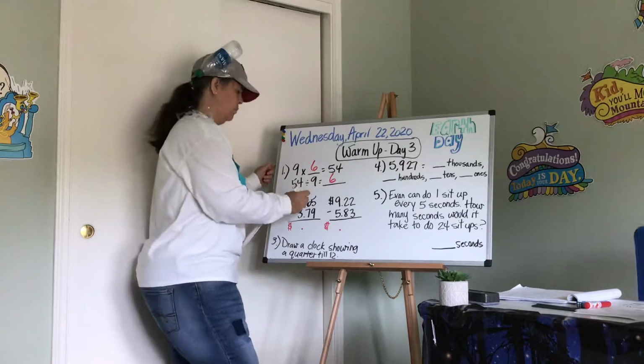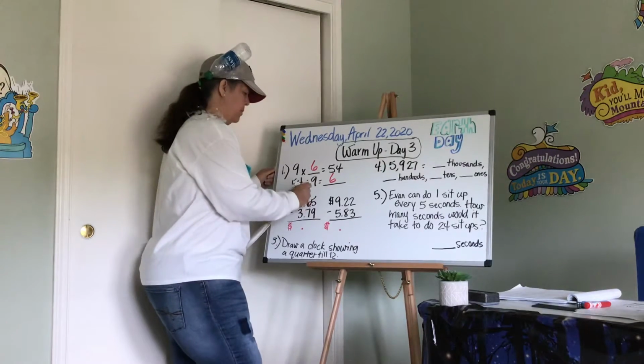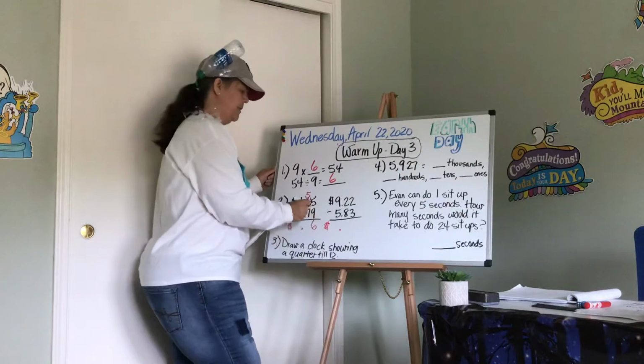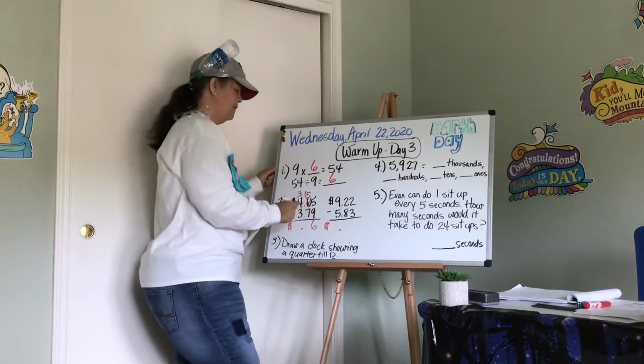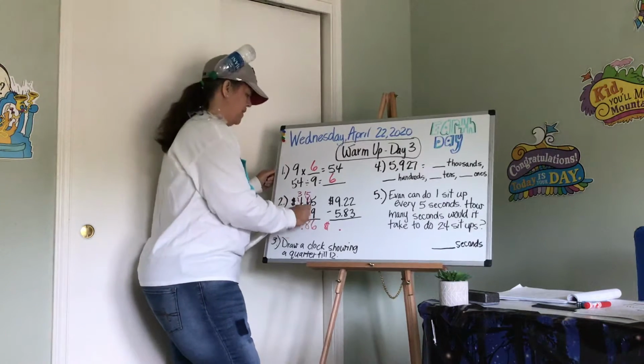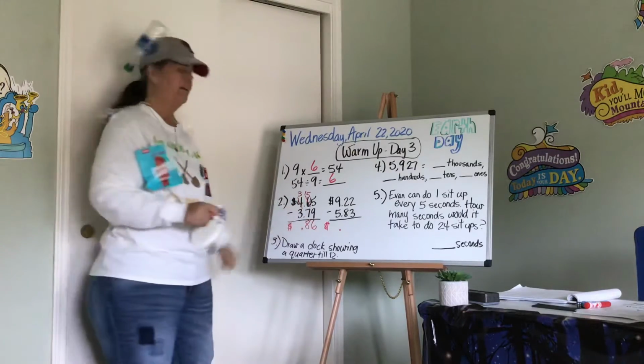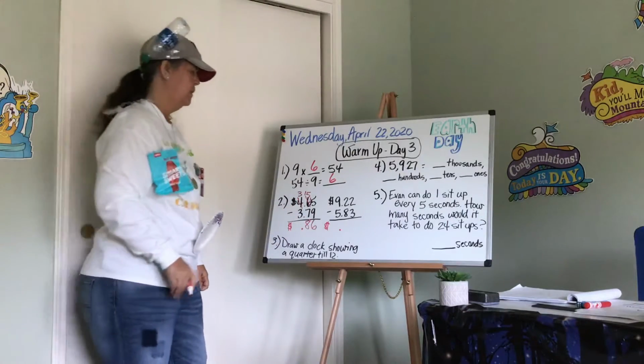I can't take 9 away from 5, so I'm going to regroup. Now I have 15. 15 minus 9 is 6. I can't take 7 from 5, so I'm going to regroup again. 15 minus 7 is 8. 3 minus 3 is nothing. So my final answer is 86 cents.